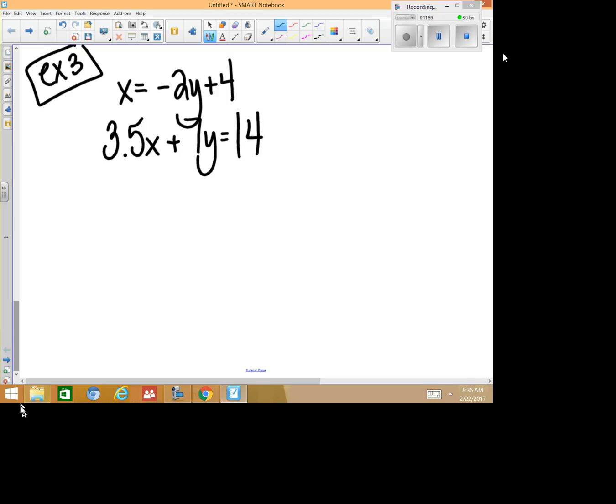All right, get this one written down. That's a 7y. I know my other y, and I'll run into it. 3.5x plus 7y.